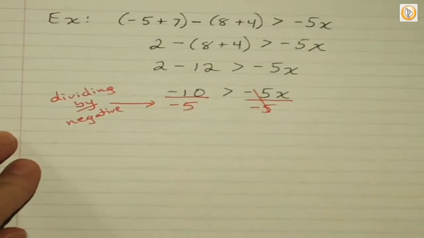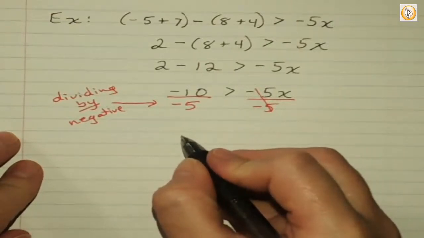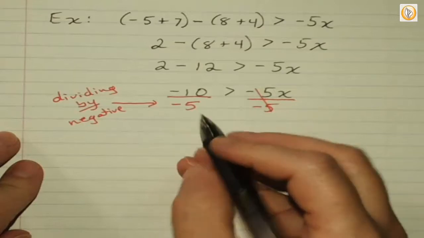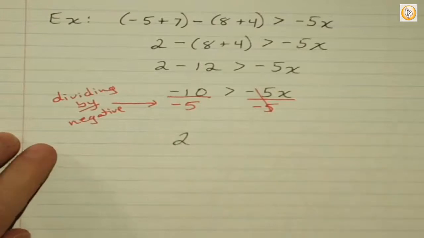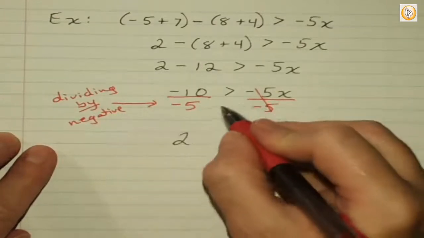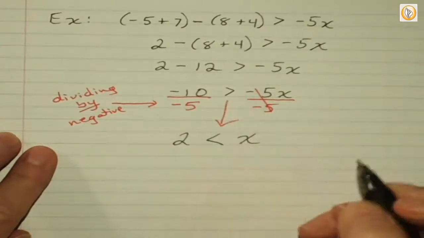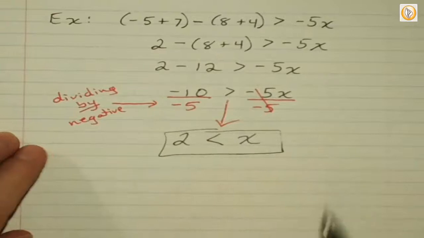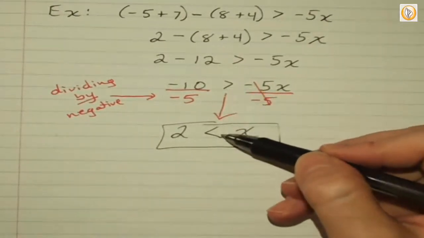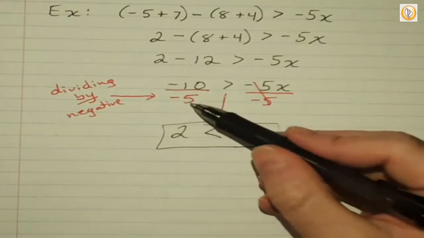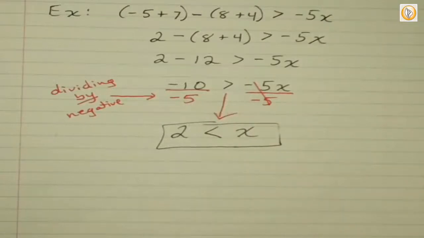So negative 10 divided by negative 5 is what, Madeline? Negative divided by negative is a positive. And because we're dividing by a negative, the sign flips. And there's our answer. Look at the sign. It was greater than. Now it has changed because it's flipped because we're dividing by a negative.